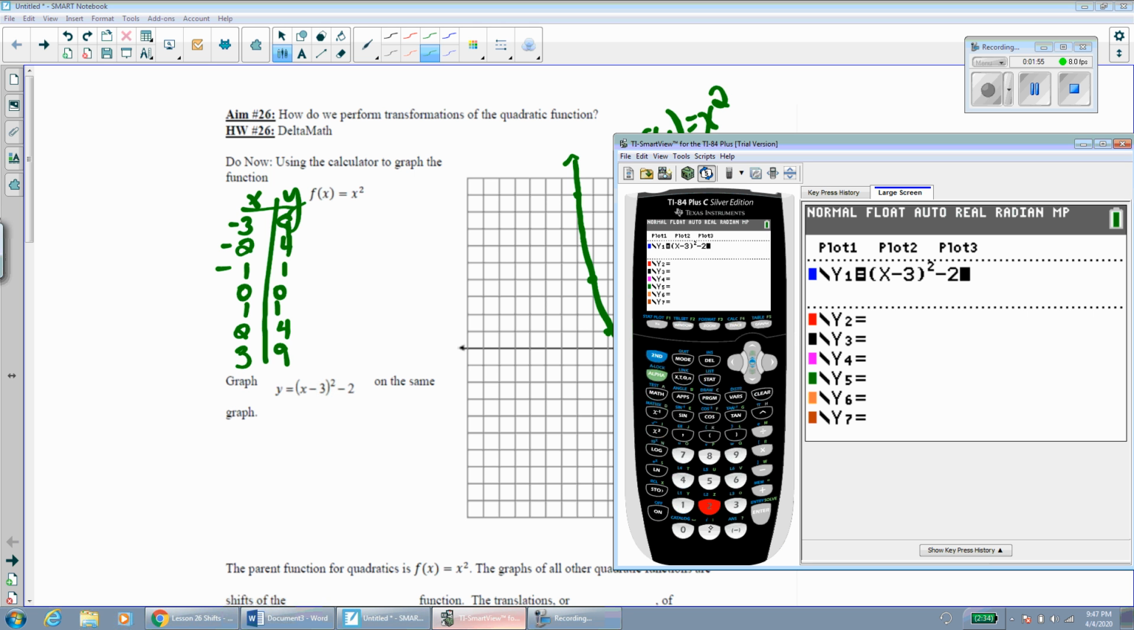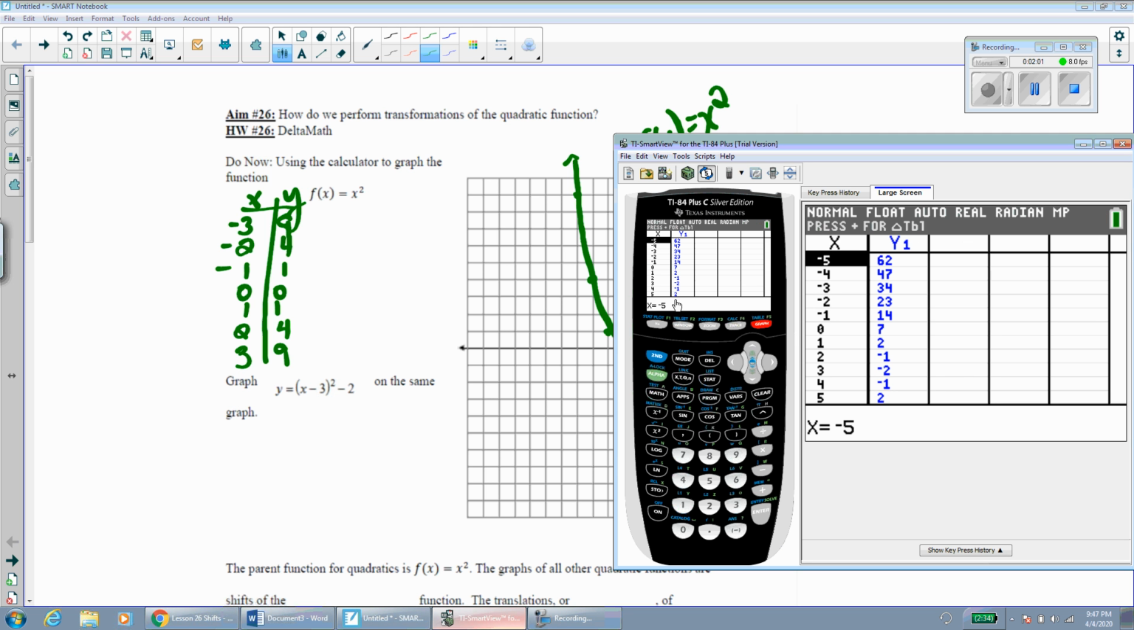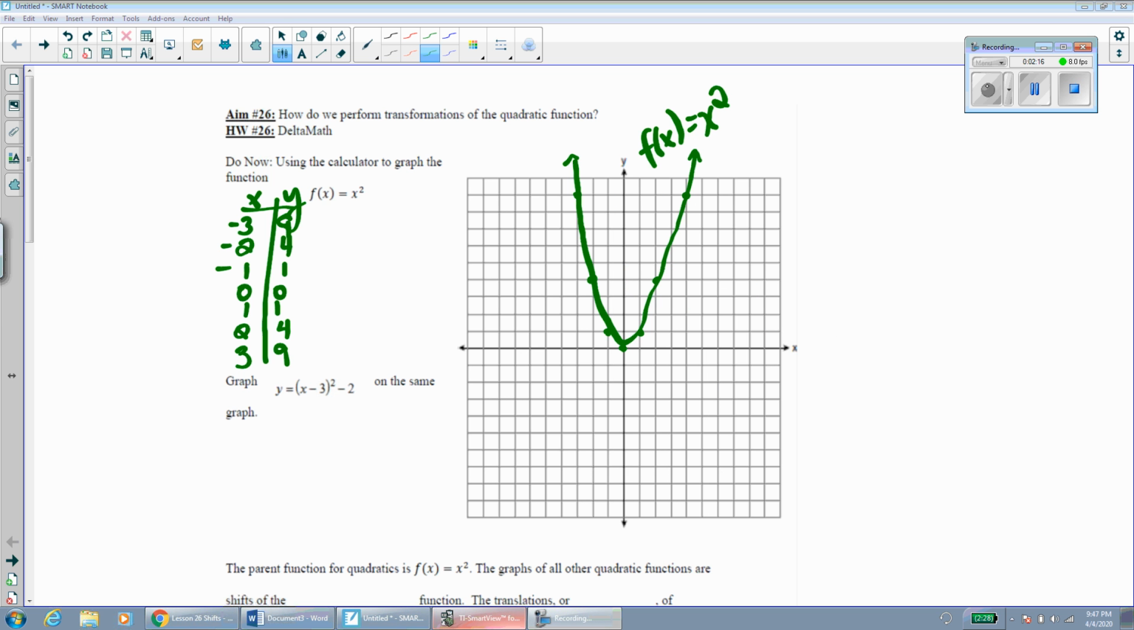Now in order to find the points that are going to be on this graph, I'm going to press second and graph. And now I have the points that are going to be on this graph. Now I'm going to copy down onto my paper the points that I will actually be able to plot on this graph. I'm going to write this down and plot the points in blue.